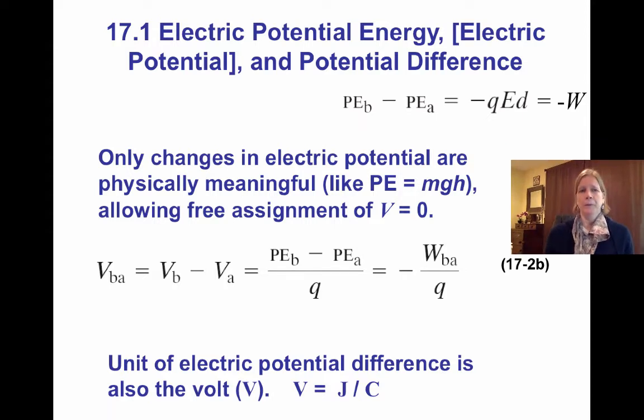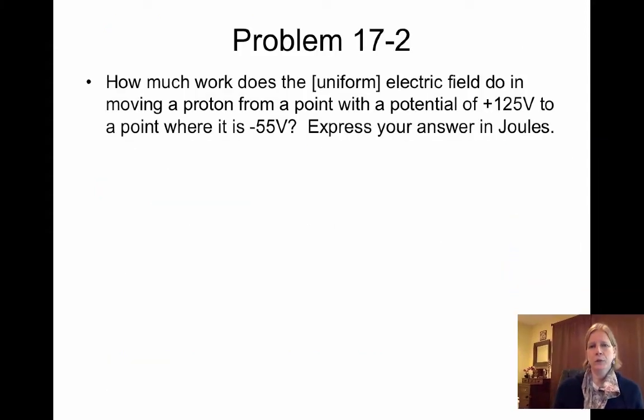Let's try a problem. So how much work does a uniform electric field do to move a proton from a point with a potential of plus 125 volts to a point where it is minus 55 volts? We're asked to express our answer in joules. So what I want to do is pick out what my key ideas are here so I can figure out what equation to use.